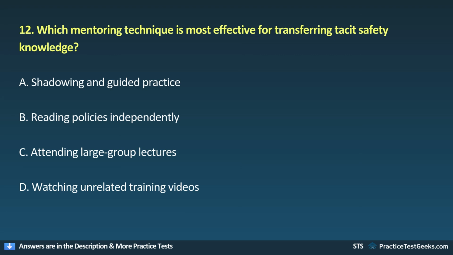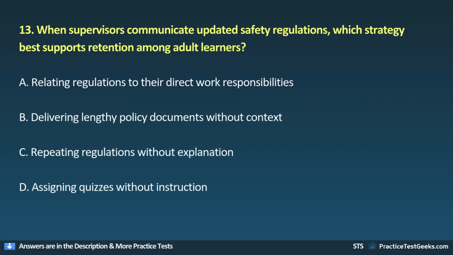A. Shadowing and guided practice. B. Reading policies independently. C. Attending large group lectures. D. Watching unrelated training videos. 13. When supervisors communicate updated safety regulations, which strategy best supports retention among adult learners?